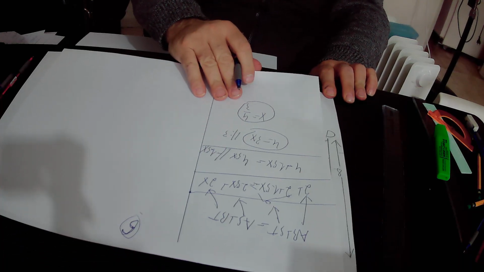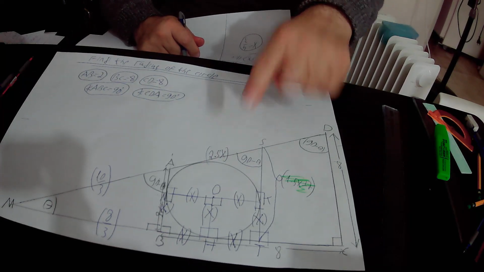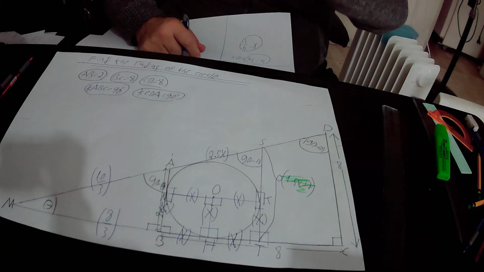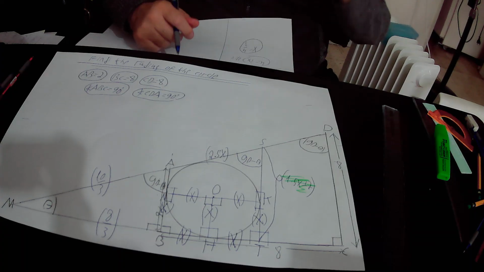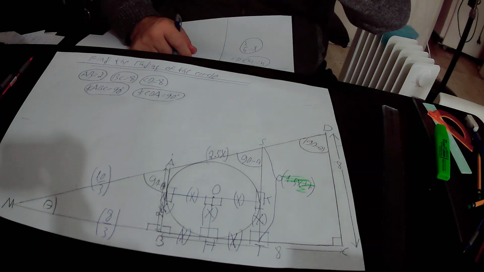Again, x equals 4 over 3 units. That is to say, the radius x of this circle equals 4 over 3 units in its length. Again, our mission is to find out the area of this circle.